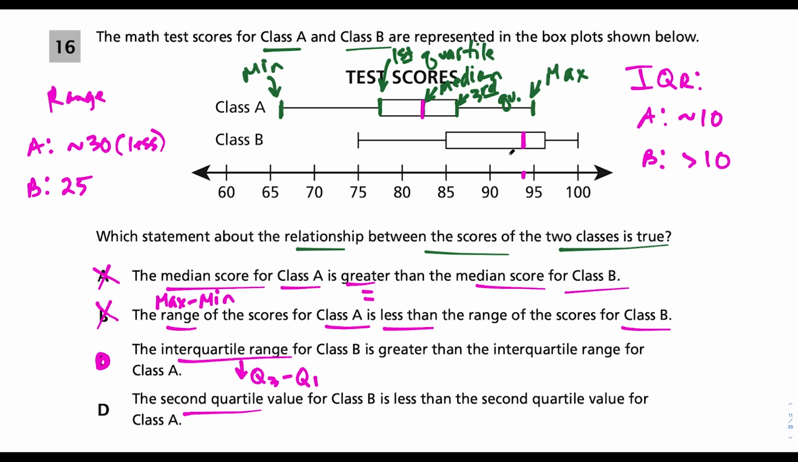So the second quartile for B should be more than, not less than. So that's why this is out, and choice C is our solution.